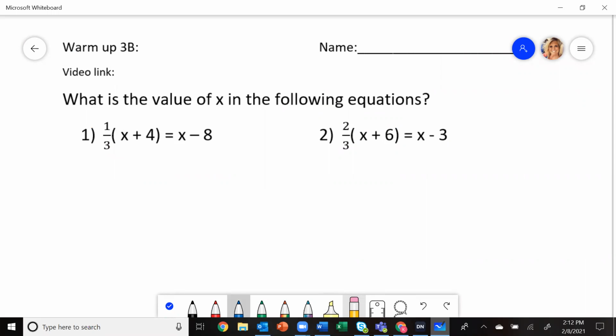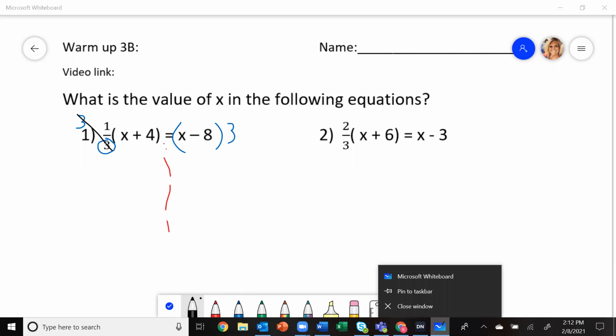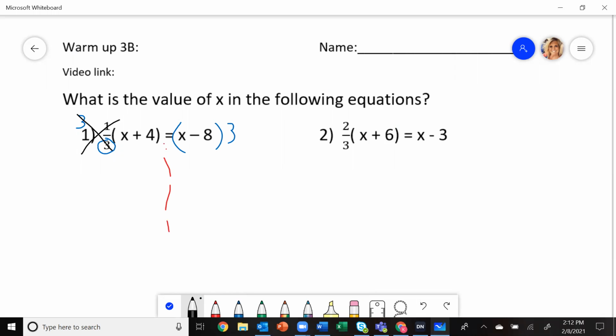So the easiest way to get rid of these fractions is we're going to multiply each side of the equation by the denominator. So I'm going to multiply this side by 3, and then over on the other side of the equal sign, I'm going to multiply this side by 3. If I rewrite this, by doing that, it will cross out the 3 right here. I shouldn't have erased that 1, but then I have 1 times x plus 4 equals, I'll rewrite this as 3 times x minus 8.